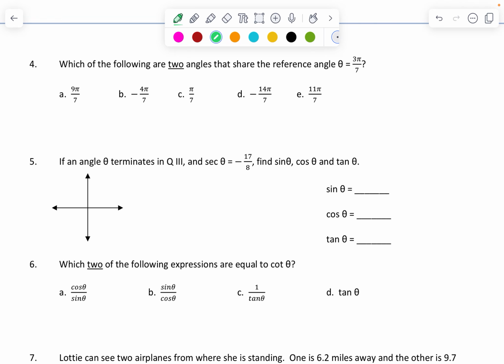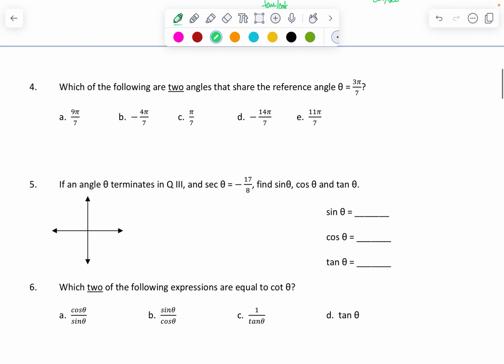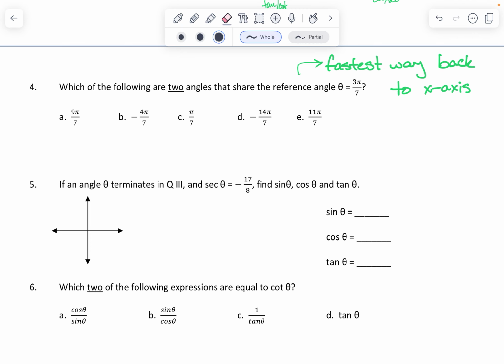For question number 4, we're dealing with reference angles. The way I described reference angles in class was to think of them as the fastest way back to the x-axis. Fastest way back to the x-axis. All right, so what do I mean by that?